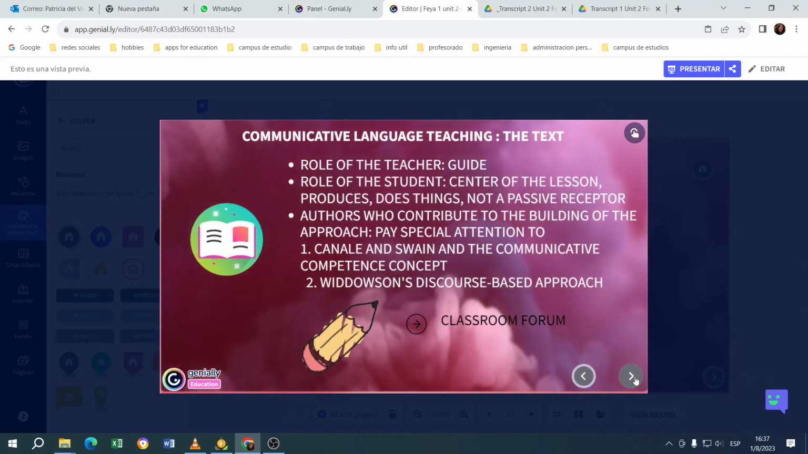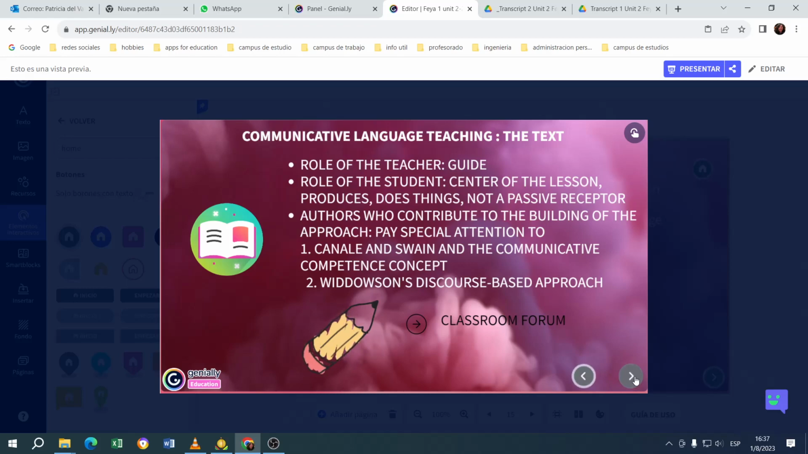More elements about the text we are discussing. This short text also deals with the role of the teacher. It's presented basically as a guide and a supporter of the learning process, a person who organizes how the learning and teaching will take place. But this person is not necessarily the center of the lesson.